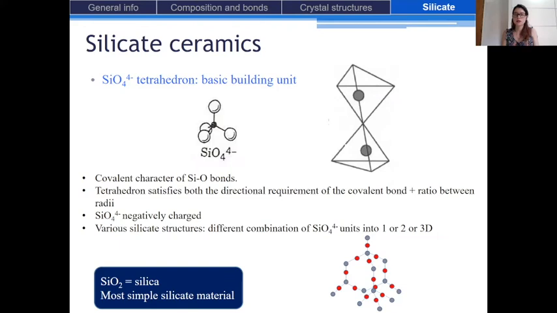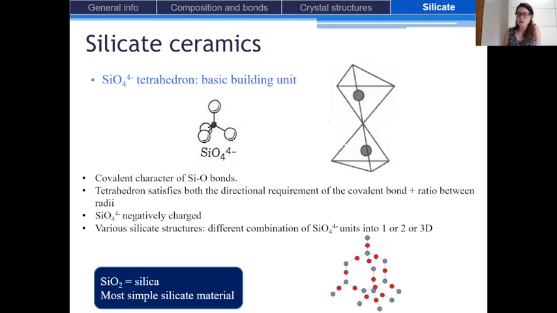Finally, let's talk about silicate ceramics, which are an example of covalent ceramics. If we used the concept of unit cell to describe ionic ceramics, what about the case of covalent ceramics, and here particularly silicate ceramics? First of all, silicate ceramics are basically composed of two elements that are the most abundant elements on Earth: silicon and oxygen.